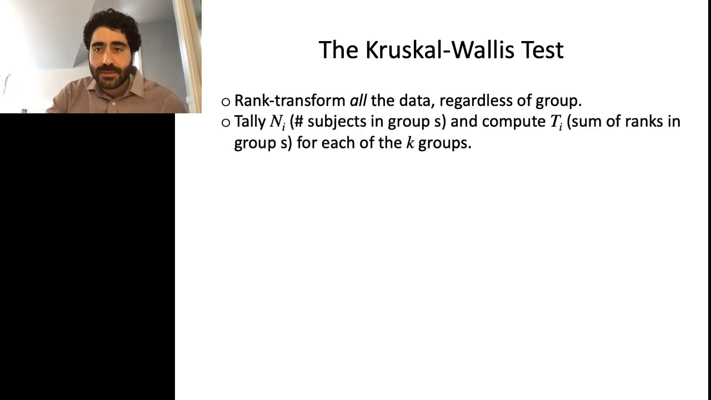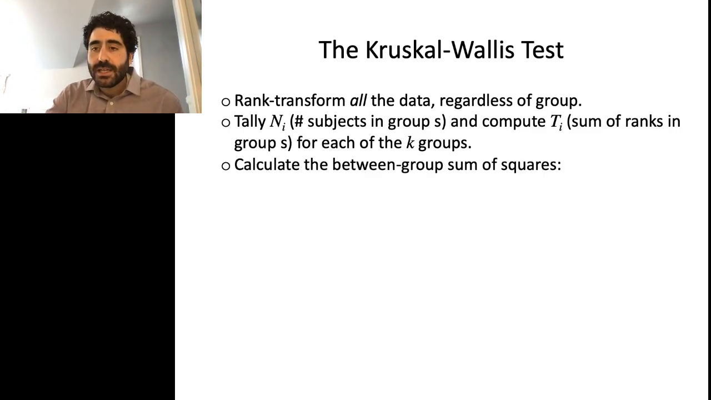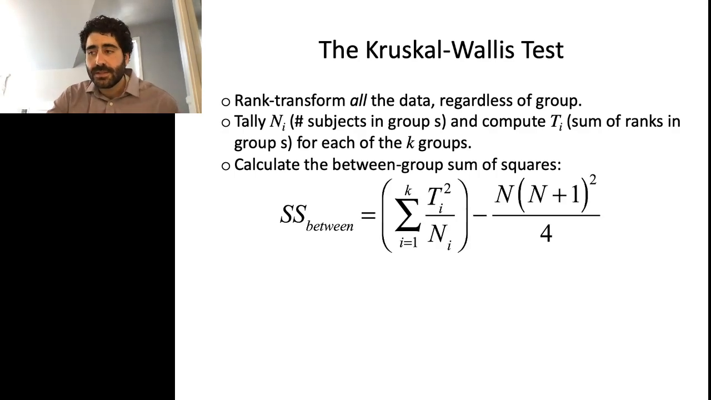Then the statistic we're going to compute here is we're going to figure out how many subjects are in each group. And we're also going to sum up the ranks inside each group, right? So if we have our k different groups, maybe k different levels of this one-way factor, then we can compute the sum of the ranks inside each group and how many subjects there are inside each group. And then we're going to compute this between-group sum of squares using this formula.